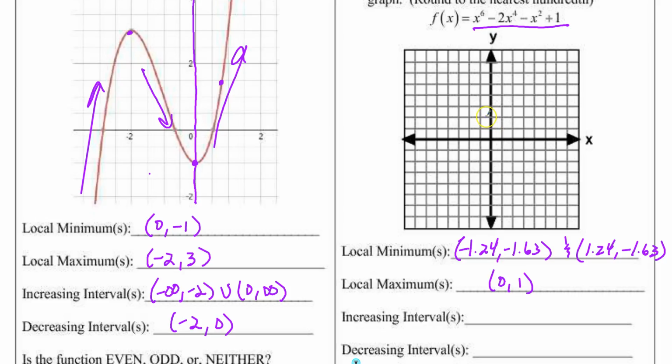So if I'm going to change my scale to 1, 2, 3, 1, 2, 3. So I'm going to, every line is a half unit. So negative 1.24 puts me here. Negative 1.63, that puts me about right there. And positive, can go a little bit further out. About right there. And then positive 1.24, negative 1.63.